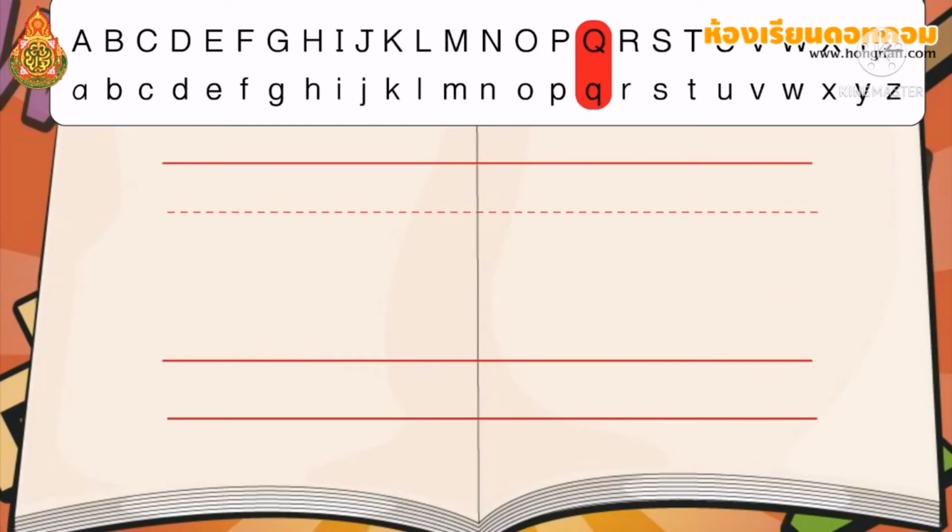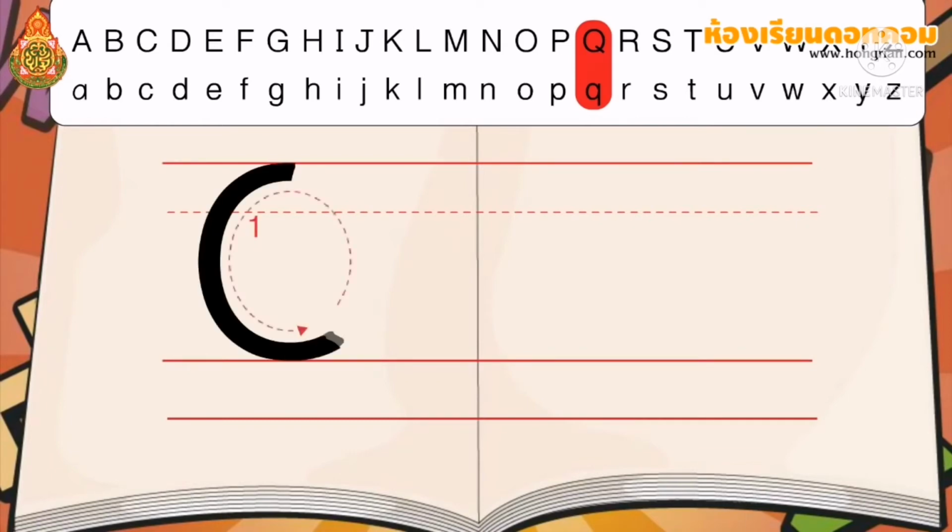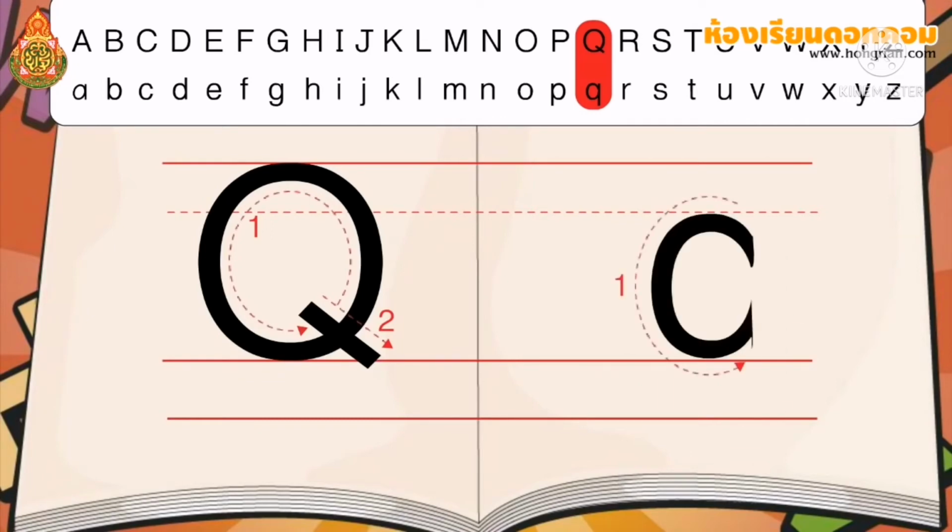Next, capital letter Q. ตัวนี้เขียนเหมือนตัว O เลยค่ะ Start with 1 and 2. And small letter Q. Start with 1 and 2.